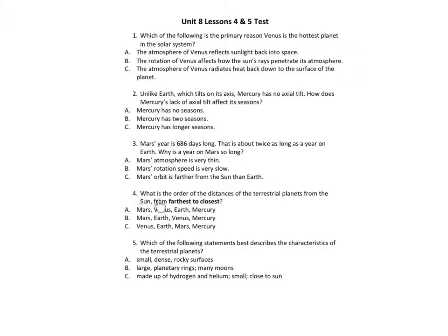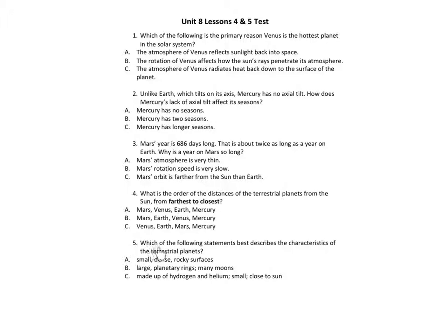Number 4. What is the order of the distances of the terrestrial planets from the Sun from farthest to closest? A. Mars, Venus, Mercury, Earth, Mercury. B. Mars, Earth, Venus, Mercury. C. Venus, Earth, Mars, Mercury.